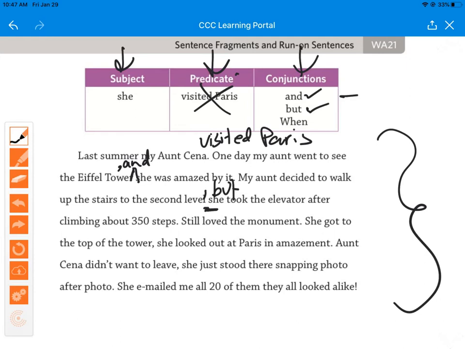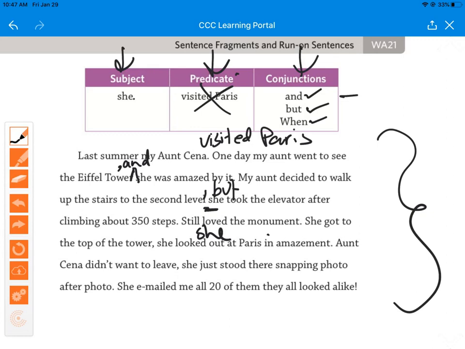Next sentence, still loved the monument. That is a fragment. This is not a complete sentence. What could we add? When. Next one, still loved the monument. What could we add? We see the predicate, but we don't see the subject, so we could add she. Still, she loved the monument. She got to the top of the tower, she looked out at Paris in amazement.